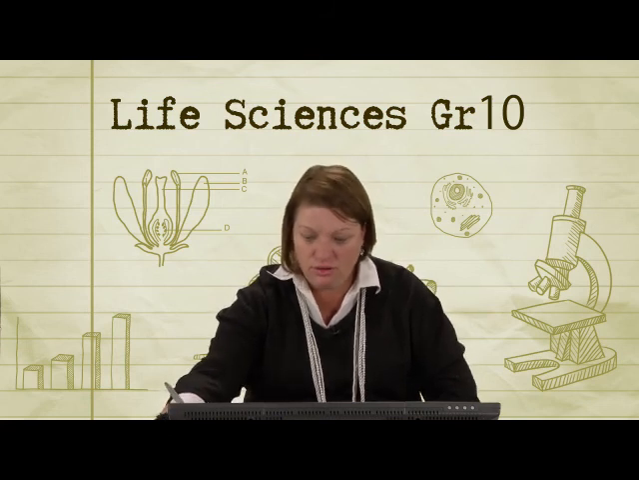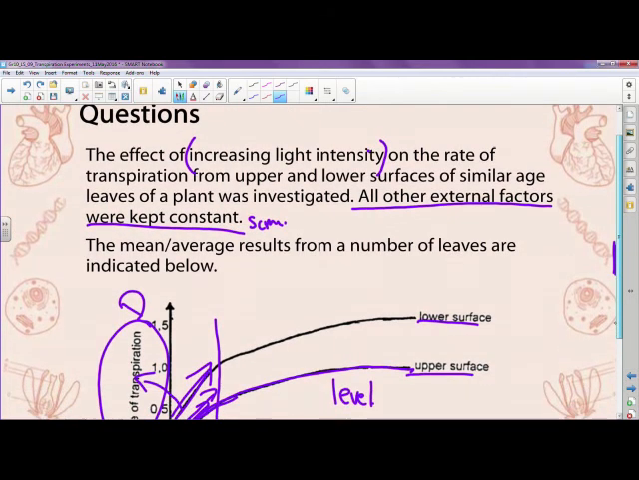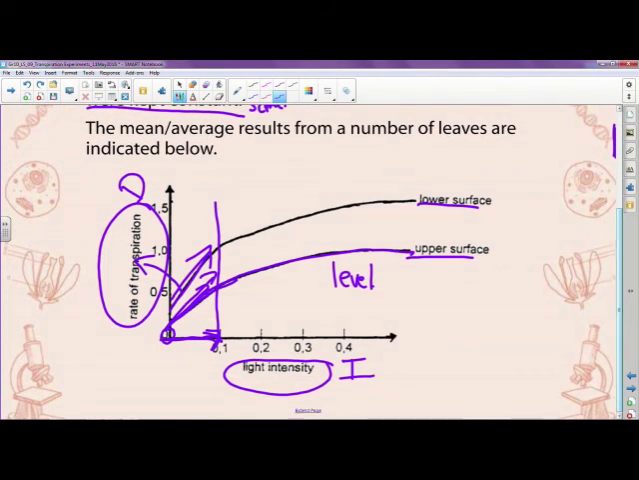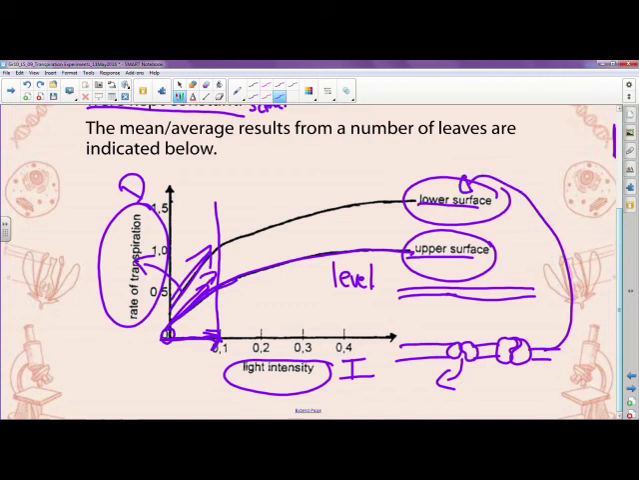So the question asks you to give a possible reason for the change in the effect of increasing light intensity above 0.1 on the rate of transpiration from the upper surface. The next question actually helps with that explanation a bit more: the upper and the lower surface of the leaf. When you did your leaf, what do you not have on the upper surface? You do not have stomata. On the lower surface of the leaf, what do you have? Stomata. So where does transpiration usually occur? On the lower surface. So we would expect the result to be higher than the upper surface.